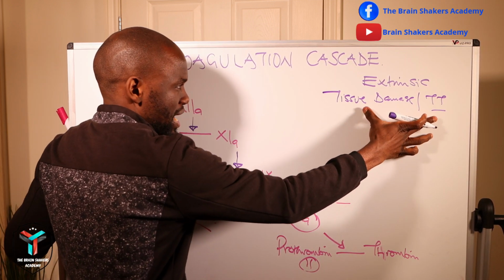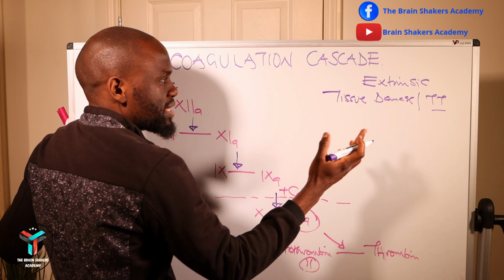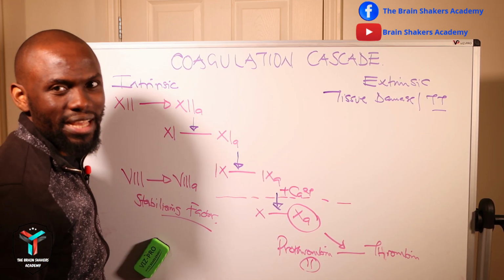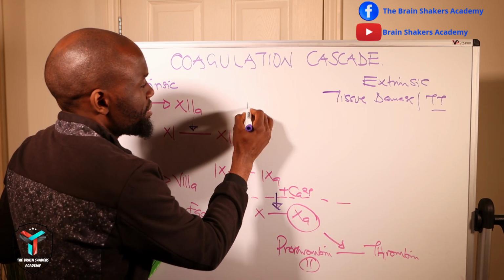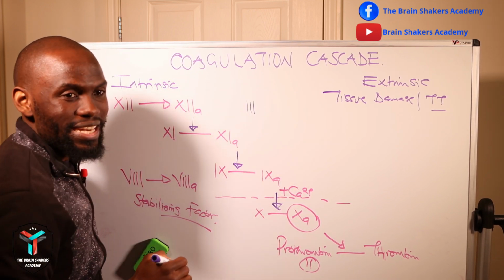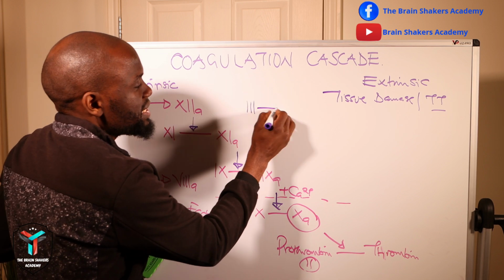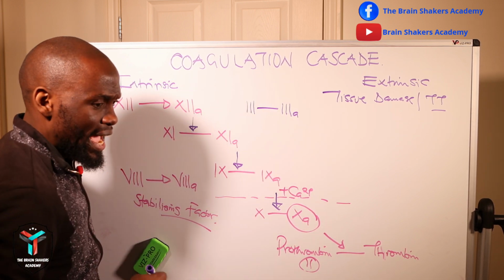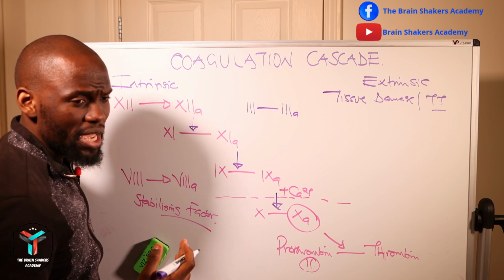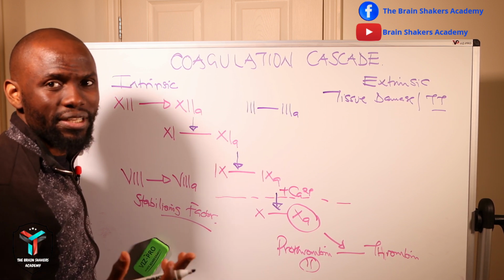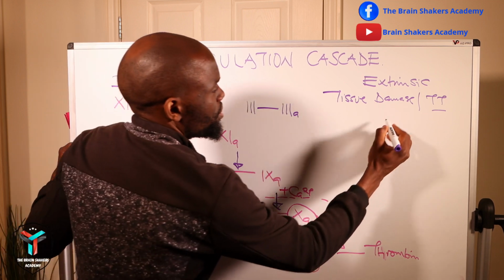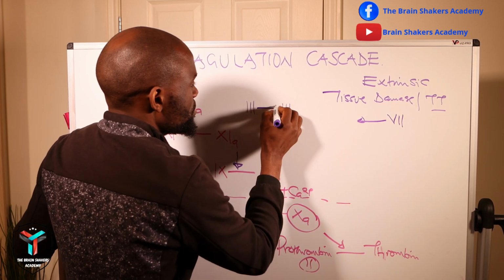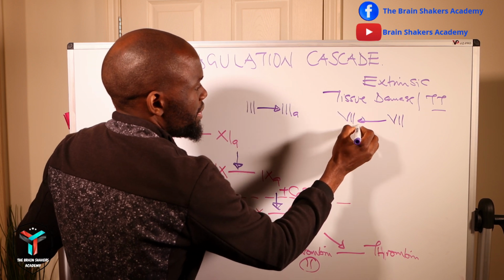Now, when this has happened, it means that there is going to be activation of what we call the tissue factor, and the tissue factor is factor 3. So we'll have the inactive form being converted into its active form, which is 3A. And then you will also have, at the same time, the activation of factor 7 into factor 7A. So you're going to have factor 7 here being activated into factor 7A.